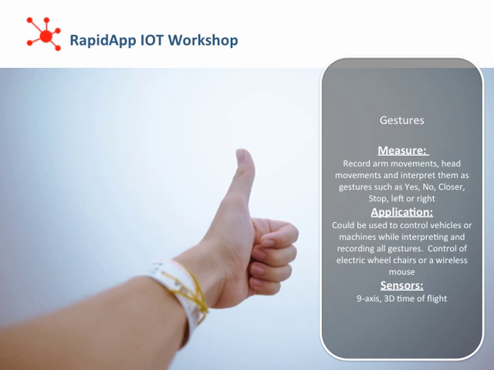Now, typically what one would do in this type of application is record the movements of different parts of the body. It could be the head, and the gestures could be a yes nod or a no nod. It could be arms indicating move closer, stop, turn left, turn right. So those are all gestures that can be measured, and it could be used to tell machines what to do, while these gestures are also recorded for future use to keep records of what was done and how it was done. The typical sensors that we would use for such an application would include the 9-axis sensors, as well as 3-dimensional time of flight sensors.